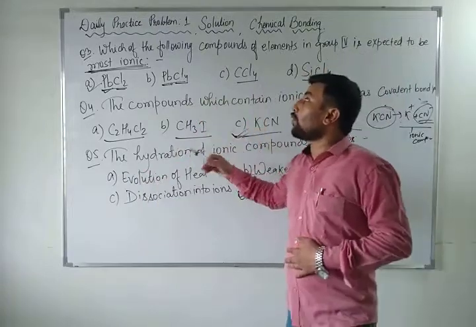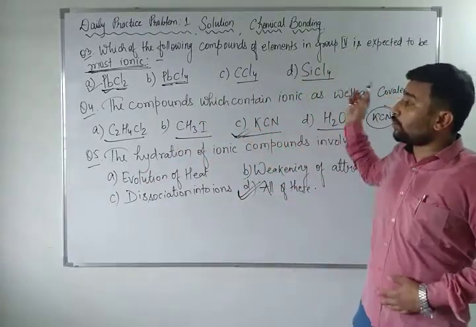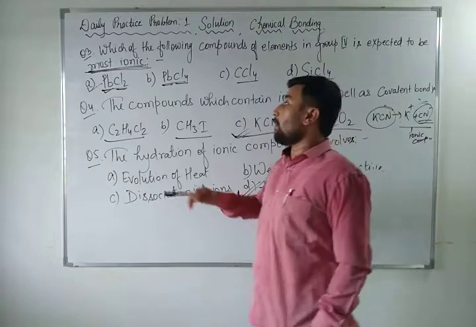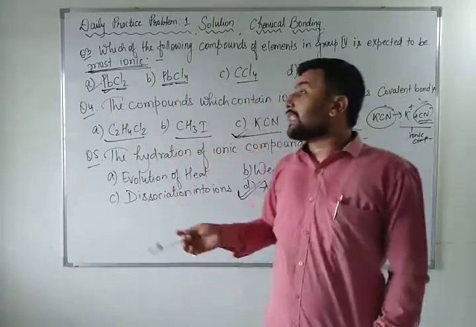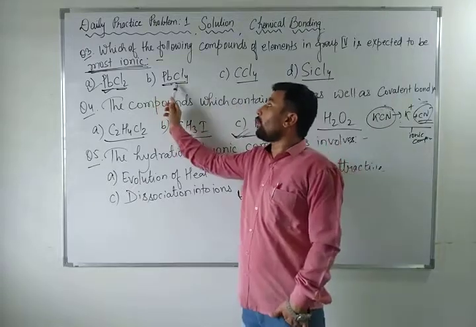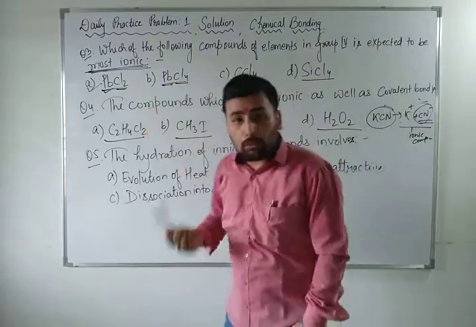As I have said about which of the following compounds of elements in group 4 will be most ionic, remember the electronic configuration of lead. Then only you will be able to understand, between PbCl2 and PbCl4, which will be the most ionic.